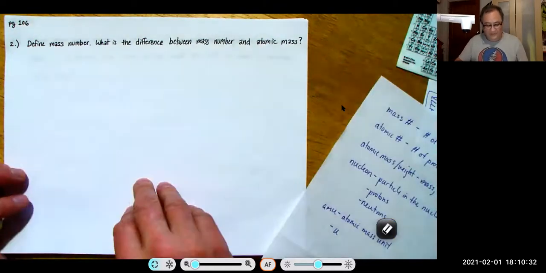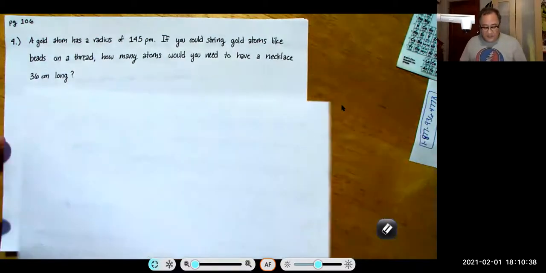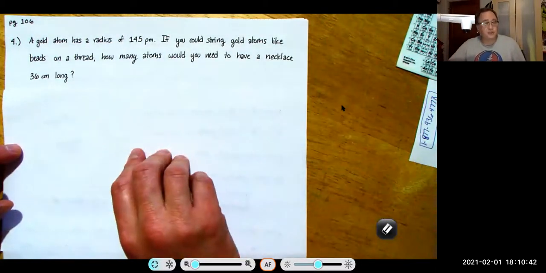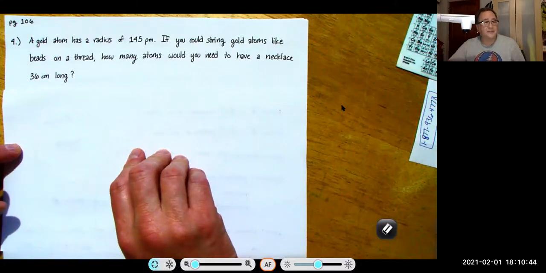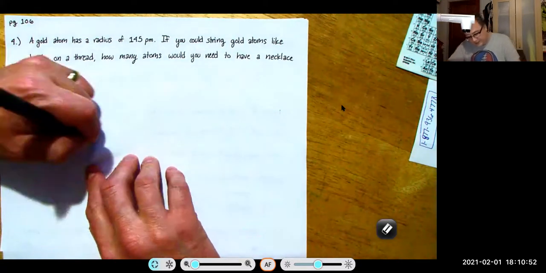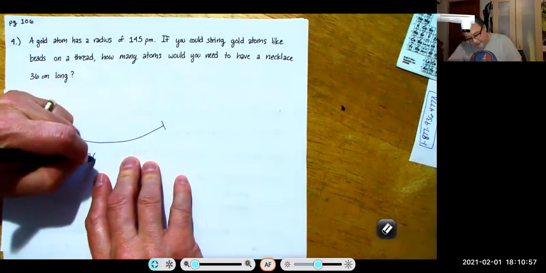So that's number 2. Number 4. This is kind of a kickback to the previous chapter. A gold atom has a radius of 145 picometers. If you could string gold atoms like beads on a thread, how many atoms would you need to have a necklace 36 centimeters long? So here's your necklace, and that's 36 centimeters.